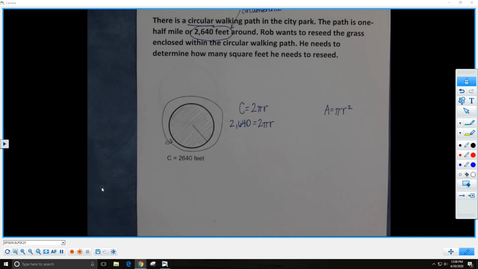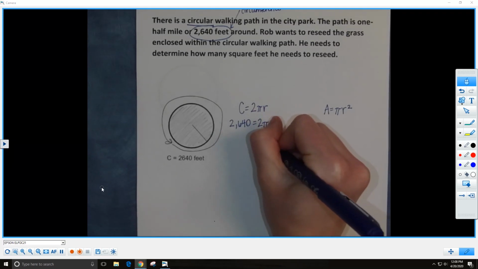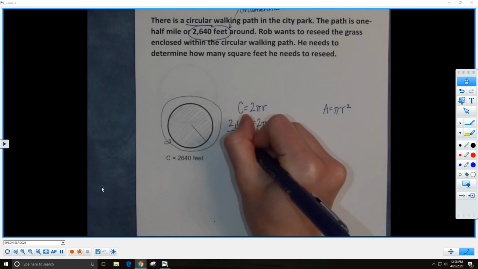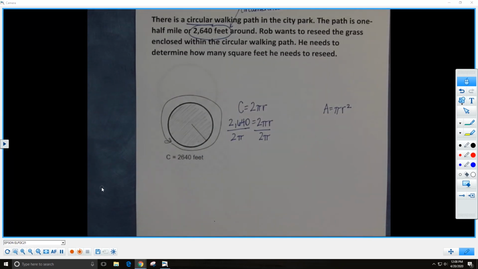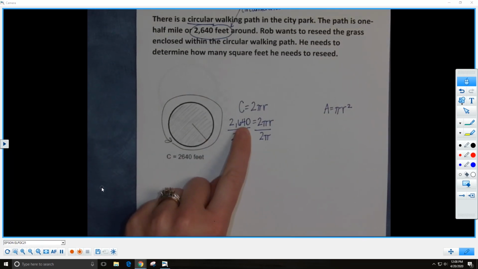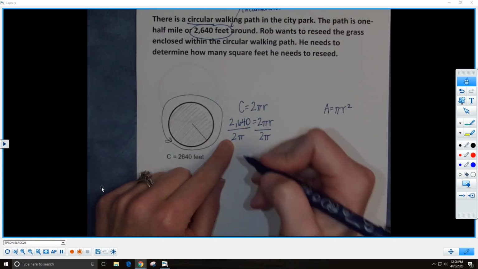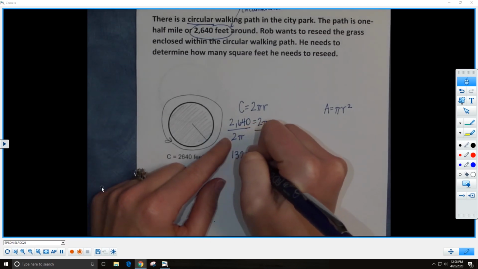So in order to solve for the radius, we're going to need to get that r by itself. Well, currently, r is being multiplied by 2 and by pi. So the opposite of multiplying by 2 and by pi is dividing by 2 and by pi. So we want to divide by 2 pi on both sides to get that r by itself. Now, 2,640 divided by 2 is 1,320.